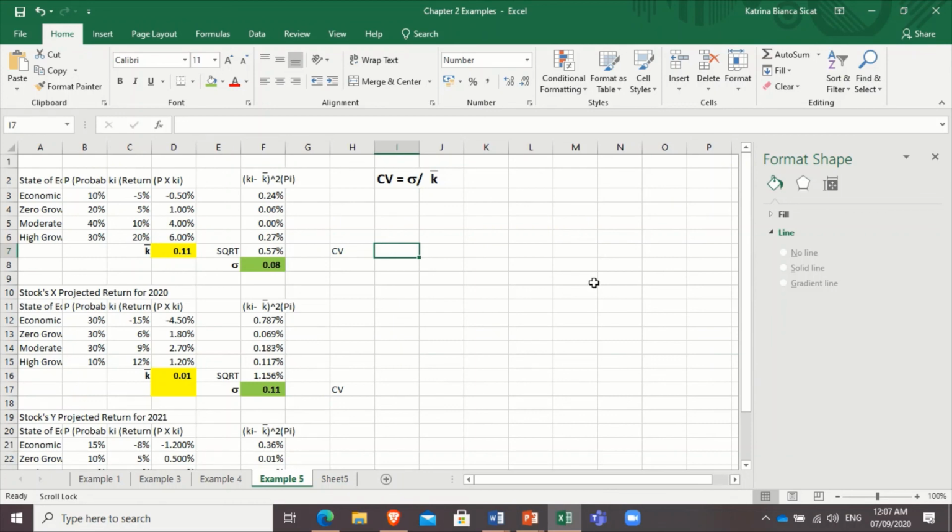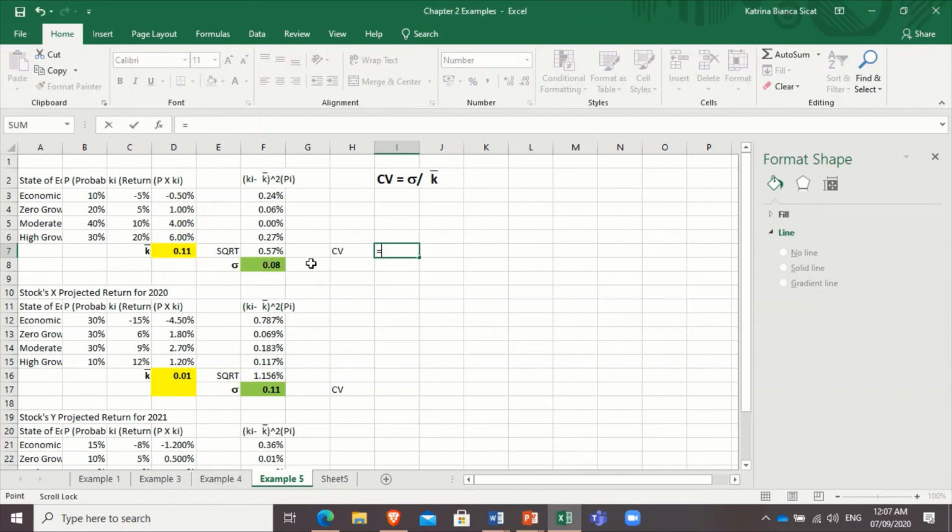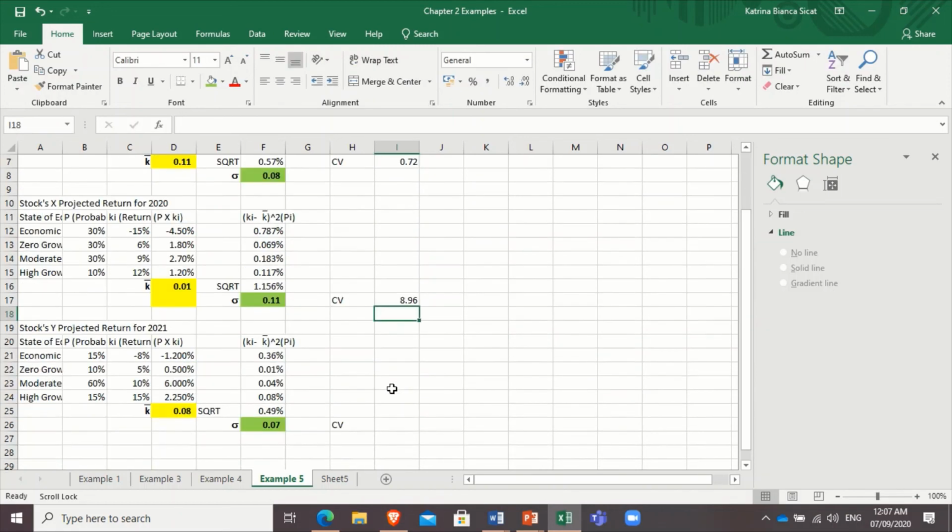Do not forget your standard deviation divided by your expected return. Yeah. Okay, the answer is 0.72. Here in this scenario, the recession scenario, okay, just to prove the point, there you go, equals 8.96. And last scenario, the recovery scenario, 0.93.